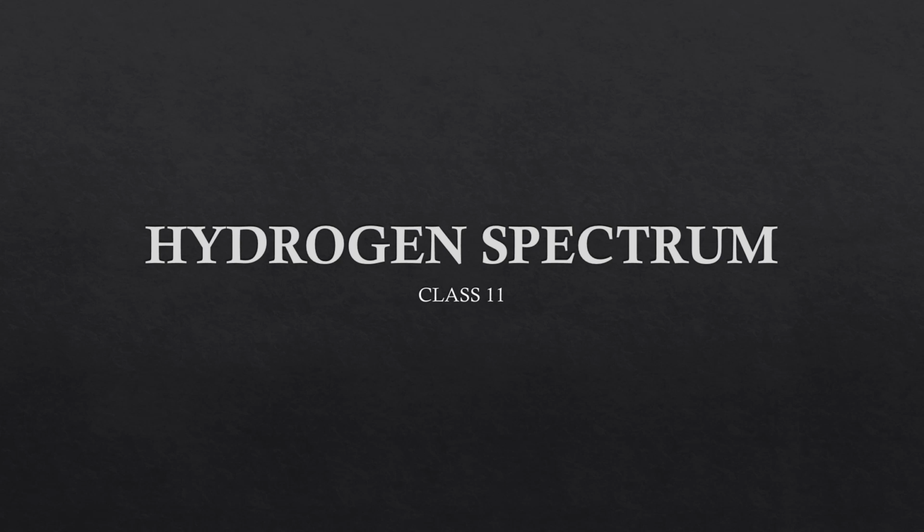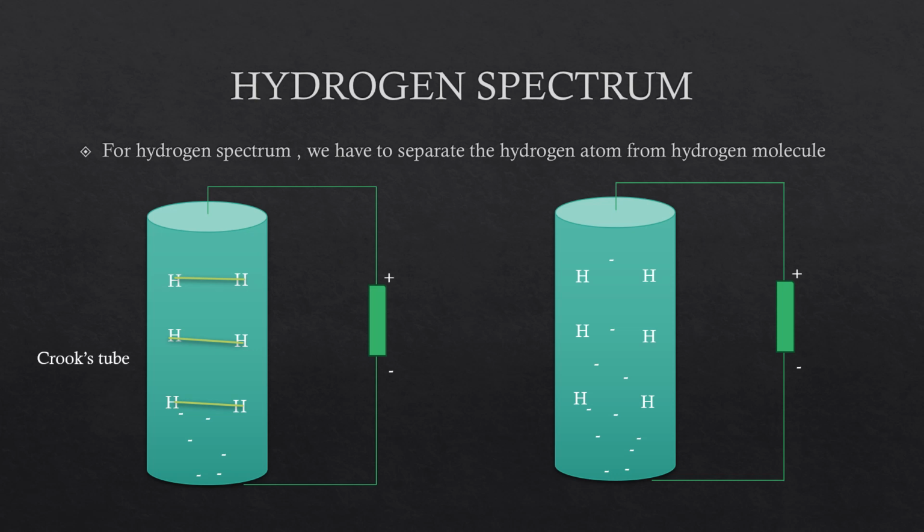Hello, in this lecture we're going to talk about the hydrogen spectrum. As in the last video I've told you about the spectrum. Now, to make a hydrogen spectrum, the first thing that needs to be confirmed is that it is not a hydrogen molecule, it must be an individual hydrogen atom.